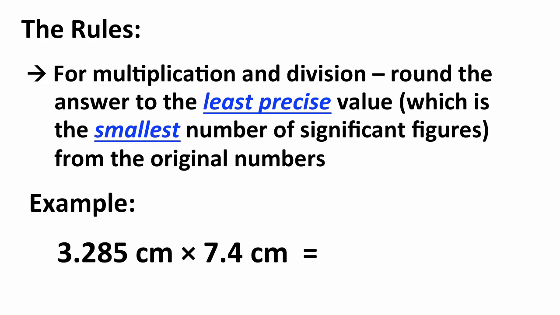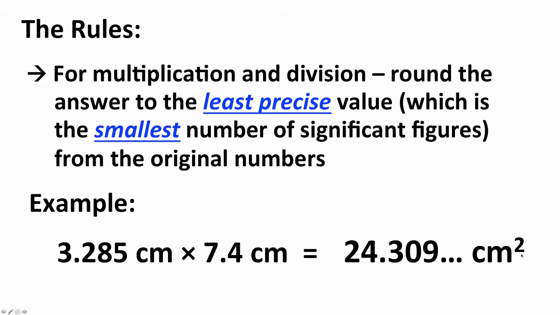If we multiply 3.285 centimeters by 7.4 centimeters, so we're doing an area calculation, when you multiply the two numbers together, you'll get 24.309 and more digits that your calculator will show. And you're multiplying a length in centimeters by another length in centimeters, so you will get an answer in units of centimeters squared.